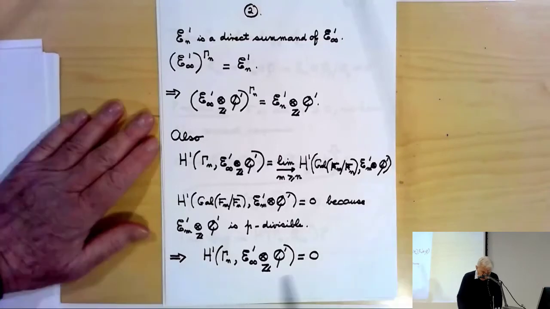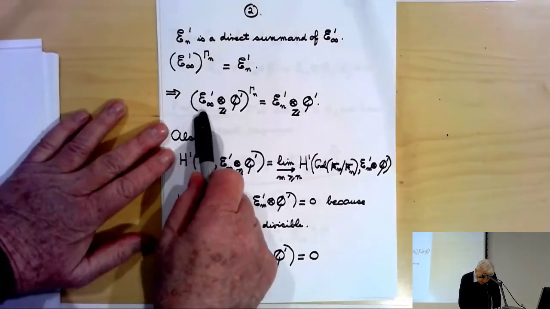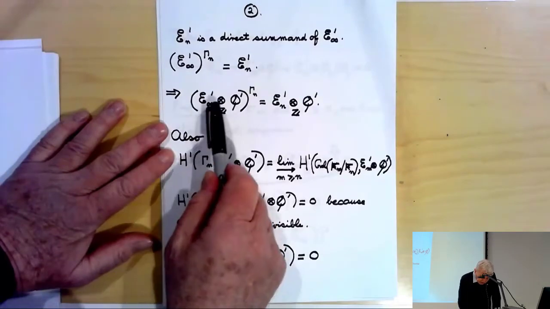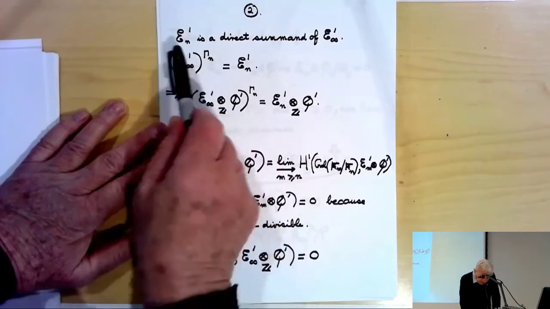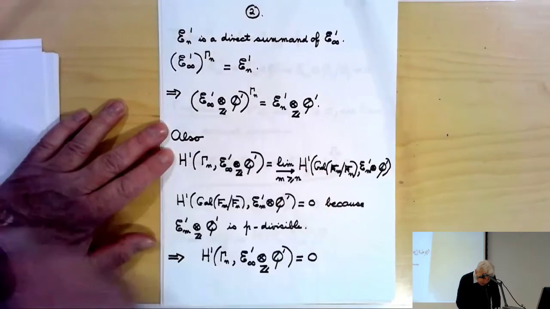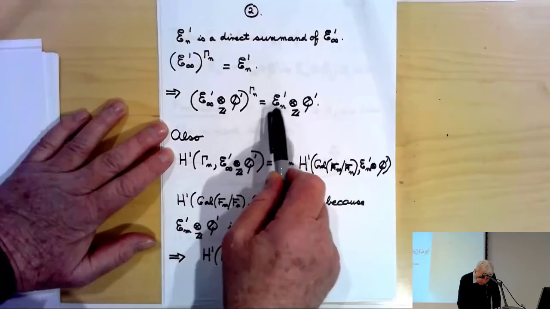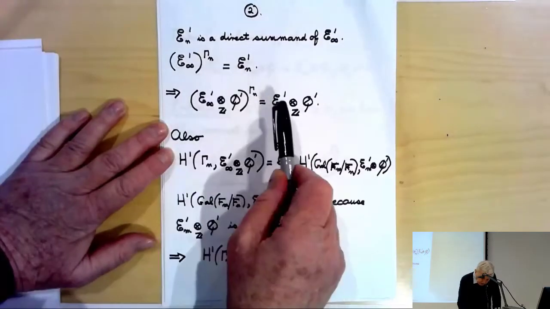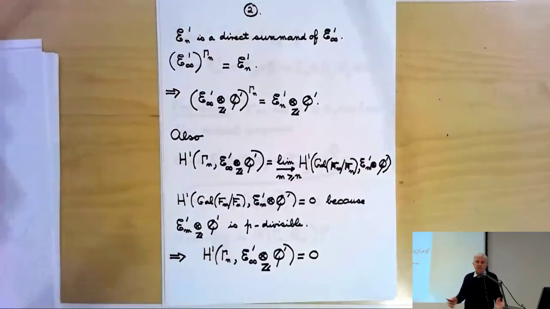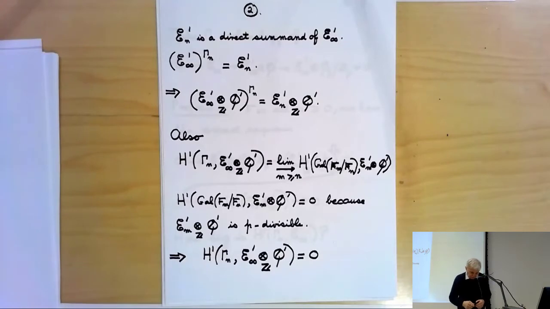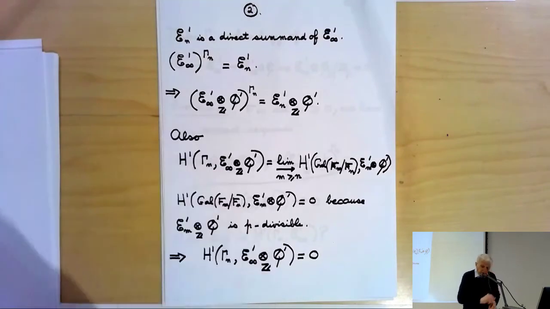So, as a result, it follows from this that E infinity prime tensored Q prime over Z, fixed by Gamma_n, because this E_n prime is a direct summand, will just be E_n prime tensor Q prime, because of these two facts here. All of this is just completely straightforward algebra. So that tells me what the H^0 of Gamma_n acting on E infinity prime is.